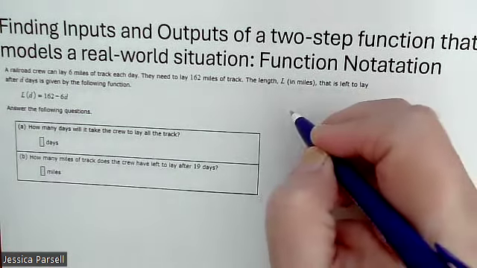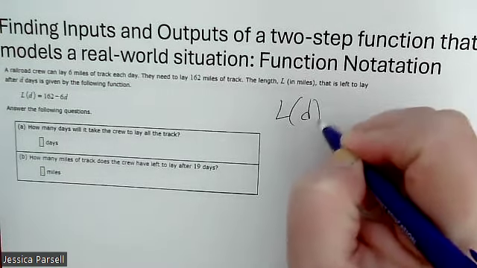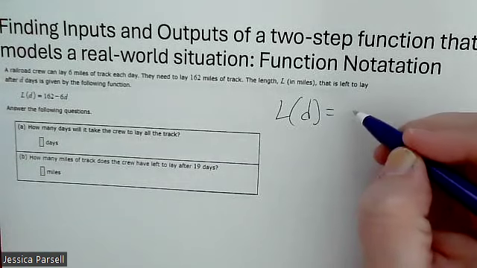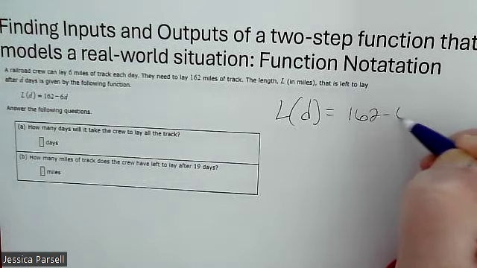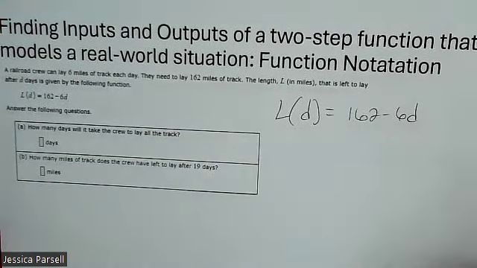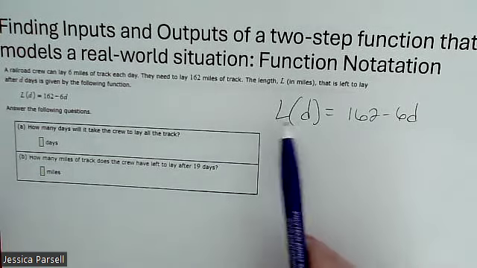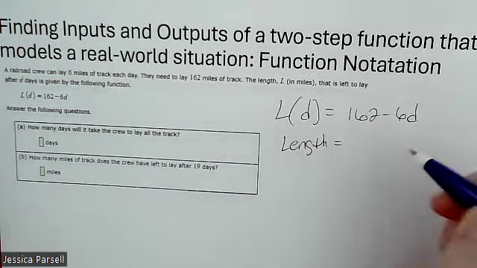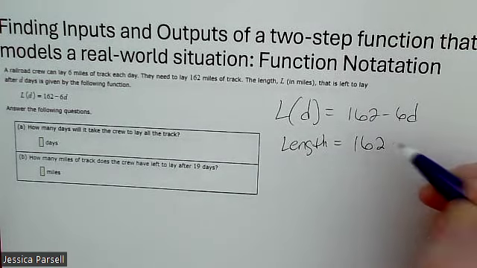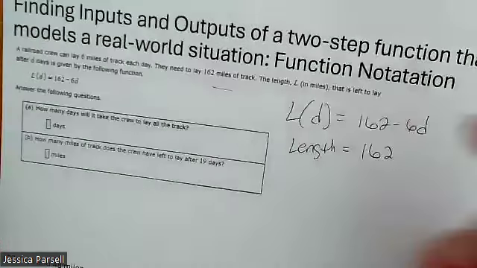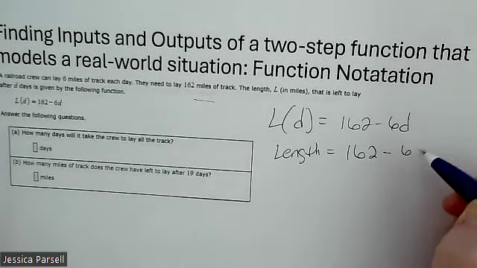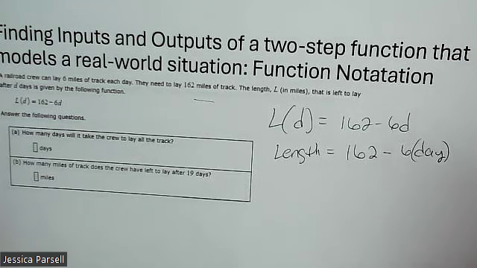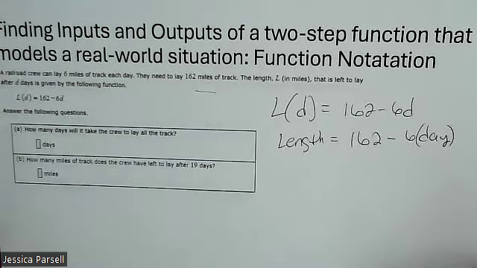Okay, so let's write this out here. L of D, which is just fancy notation, you can think about that as y, equals 162 minus 6D. So we could write this as the length is equal to 162, and assuming that's miles, right? Minus 6 times the day.